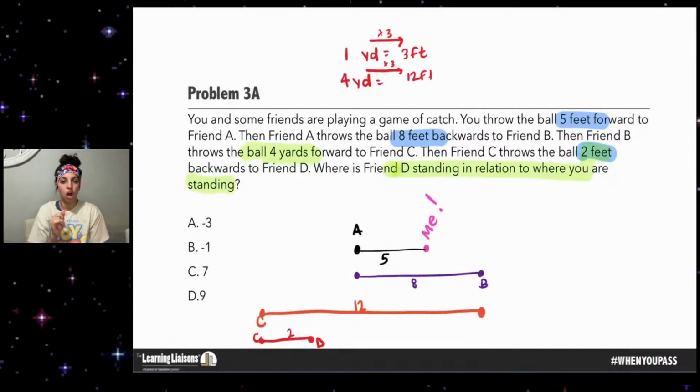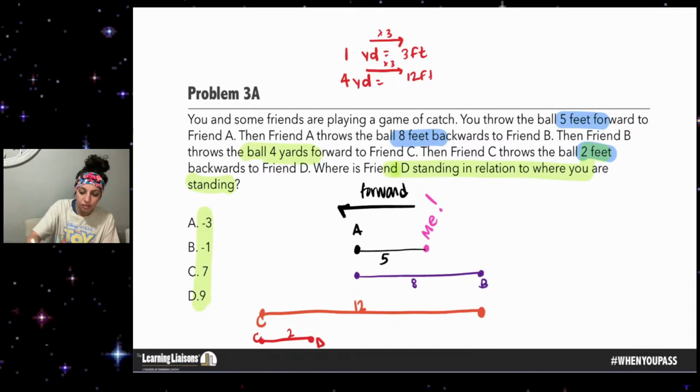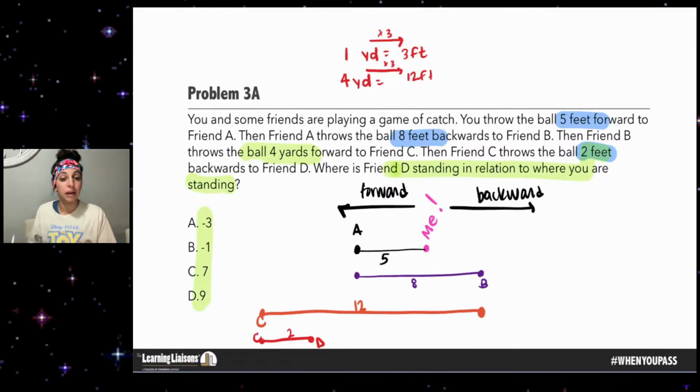All right, so now in hindsight, after looking at this problem, I probably should have drawn forward to the right and backward to the left to create more of a true number line, because I'm noticing over here that we've got negative and positive values in relation to me. But for some reason, I visualized myself throwing this way as forward and this way as backward. So I created a backwards number line, and that's okay. If you thought smarter than me, then good for you.